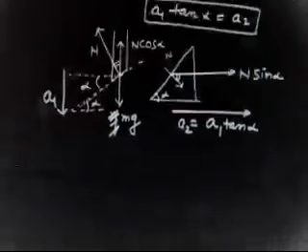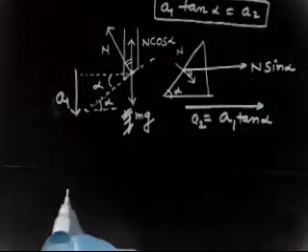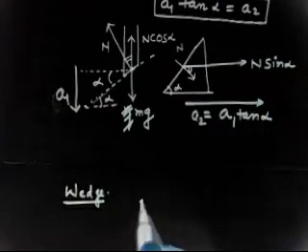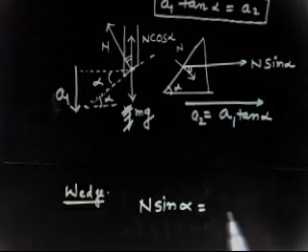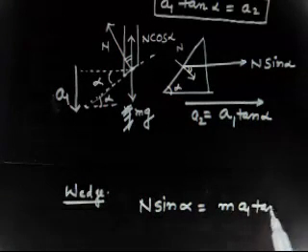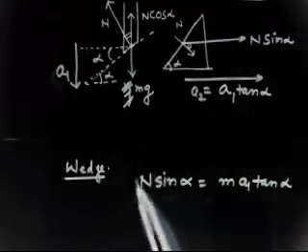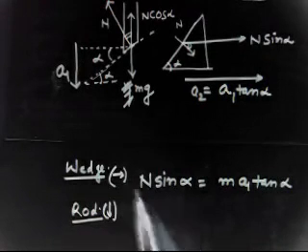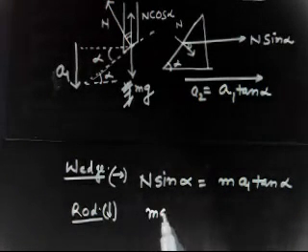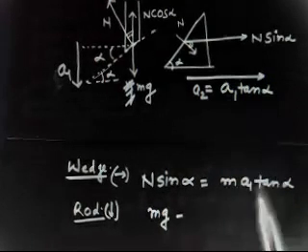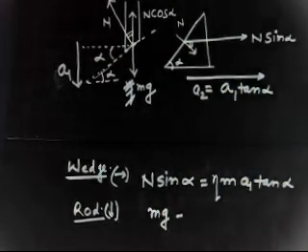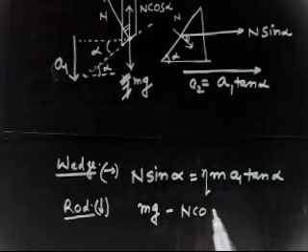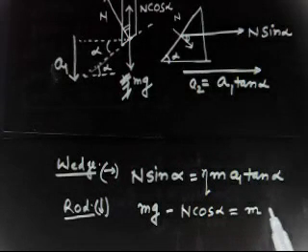Now I have to write simple equations, so let us write the equations and solve them. For the wedge, I will write n sin alpha is equal to mass into acceleration. The acceleration is a1 tan alpha. I can write the equation for the rod in the vertical direction, and for the wedge in the horizontal direction. The mass of the wedge is eta m, so I have to write eta m. So for the rod, mg minus n cos alpha, which is acting up, is equal to mass into acceleration.